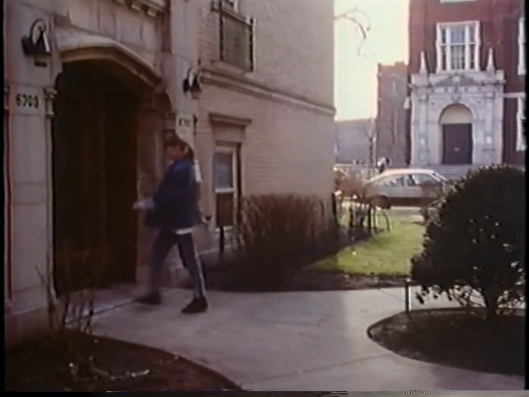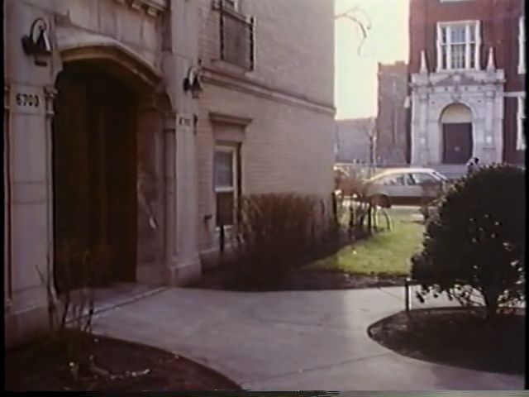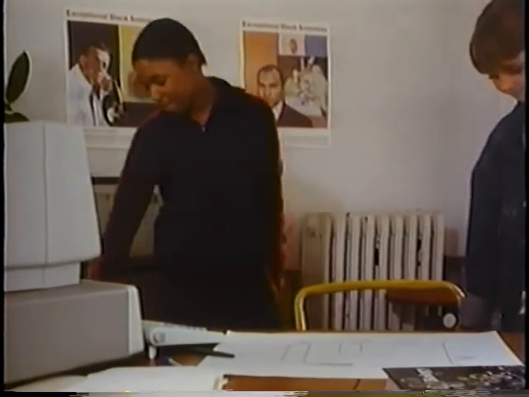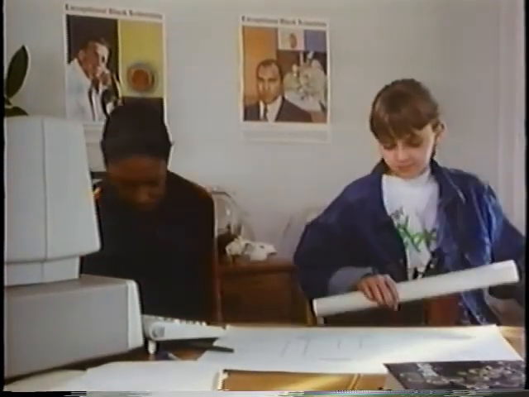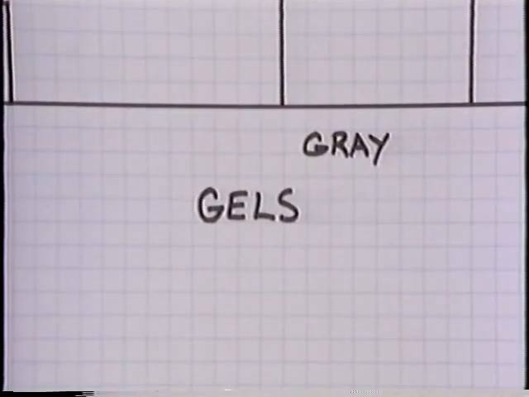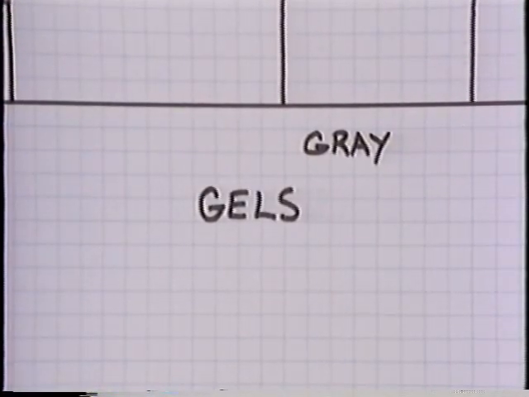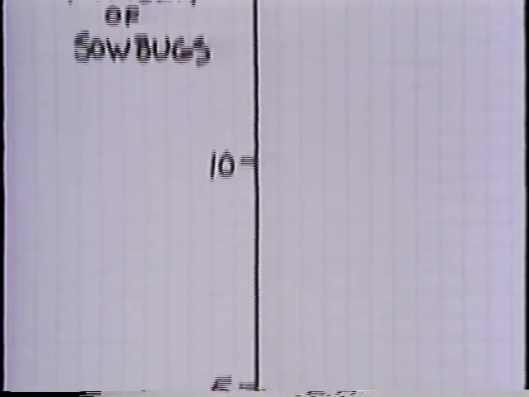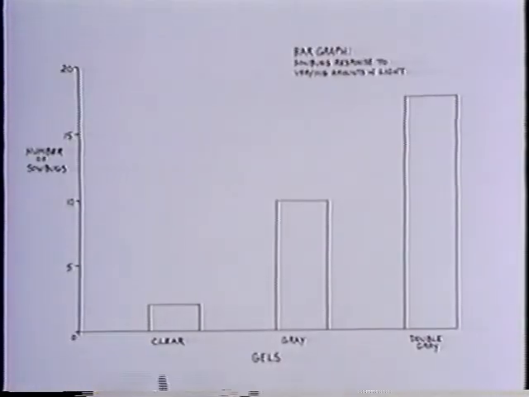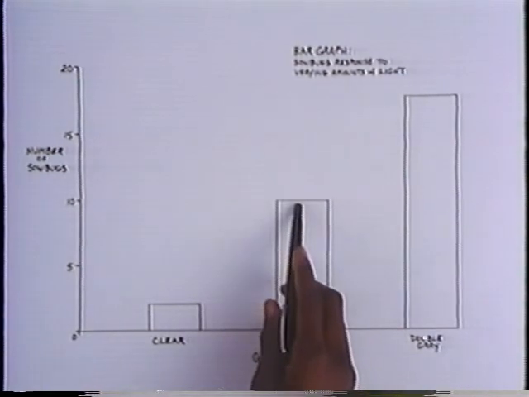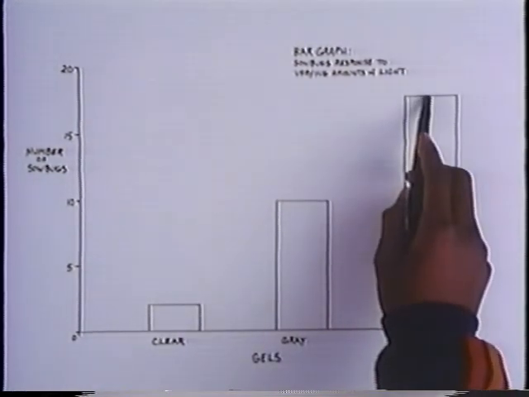The next day, Becky visits Nathan. Each has made a graph of the experiment. Nathan displayed the data using a bar graph. The graph is titled Sow Bug's Response to Varying Amounts of Light. The manipulated variable, the gels, is the x-axis. The responding variable, the number of sow bugs, is the y-axis. His responding variable is based on the total number of sow bugs present in each section after 1 hour.